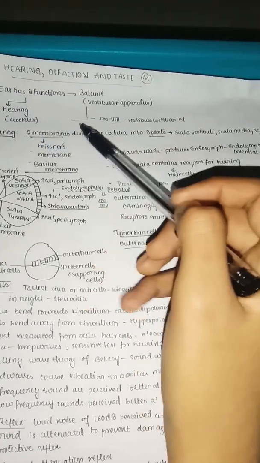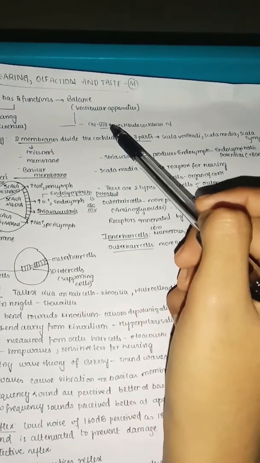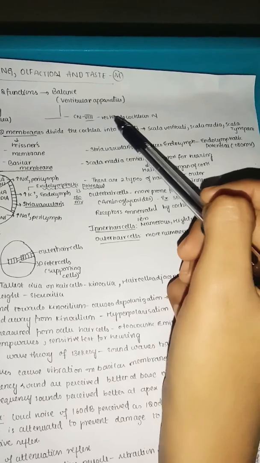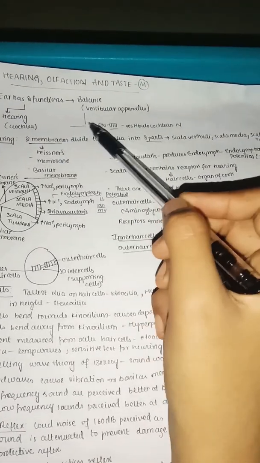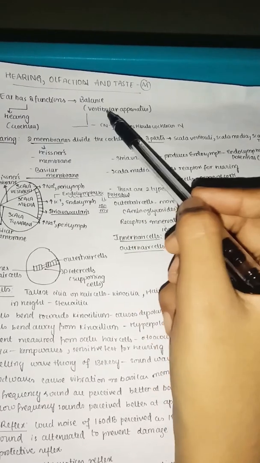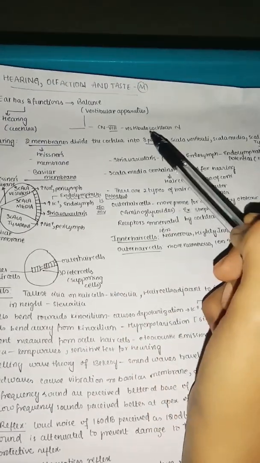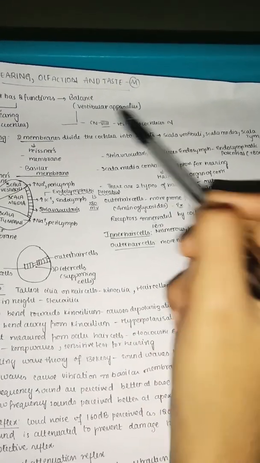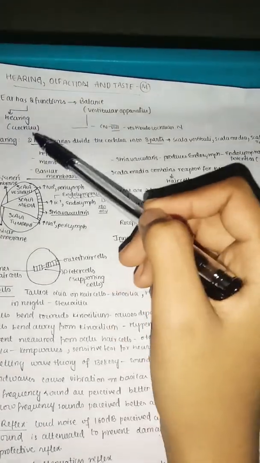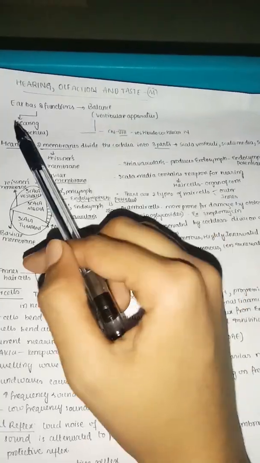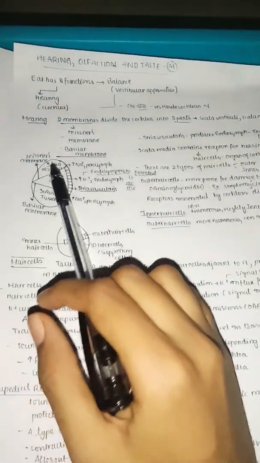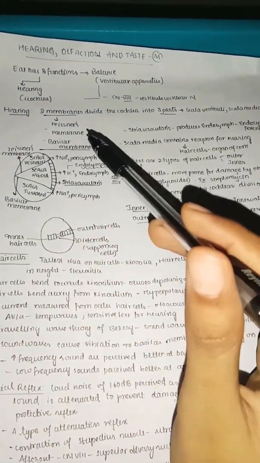And remember that both of these are supplied by cranial nerve 8, that is our vestibulocochlear nerve. The vestibular apparatus and the cochlea together form the vestibulocochlear nerve, so it is useful for both balance and hearing. So the ear's main two functions are balance and hearing. Let us see the main function of hearing of our ear.